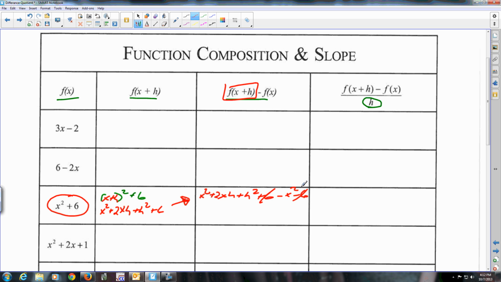Simplify it. And you're left with 2xh plus h squared. That is the whole numerator here. So just copy that answer over because you did the work for the numerator. 2xh plus h squared. Now divide it all by h, and an h cancels out in both places. So your answer is 2x plus h. Okay, that's your answer. And you're to fill out this whole sheet for your homework.